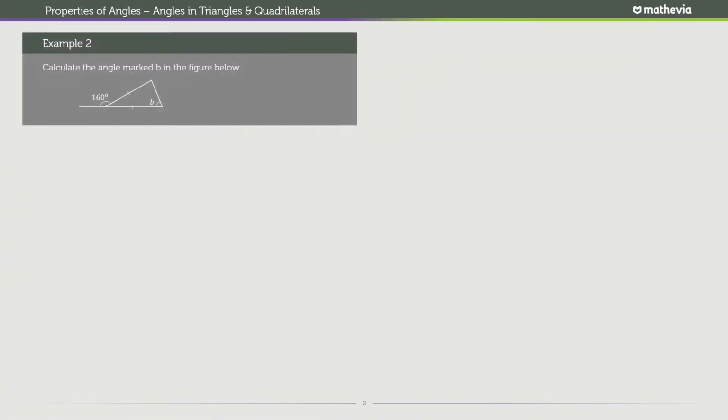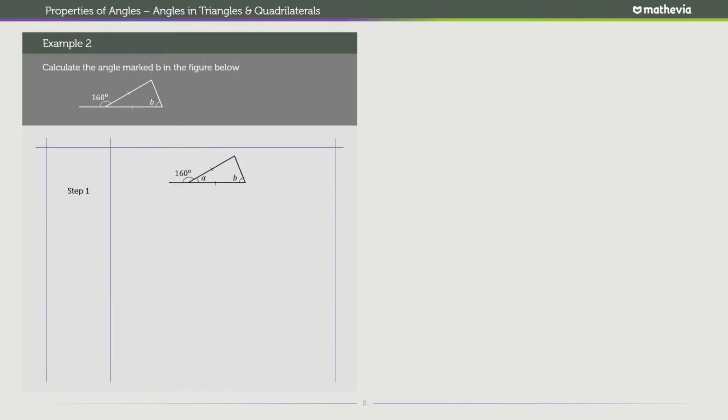Example 2. We have to calculate the angle marked B in the figure below. Okay, so what we have here is a very interesting triangle. It's an isosceles triangle, by virtue of the marks we have there. This is an isosceles triangle, but we have this line coming out on one end, and we have 160 degrees, and we've been asked to solve for B. Okay, let's go ahead and do this.